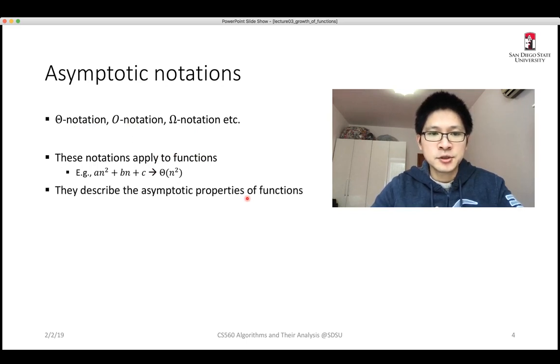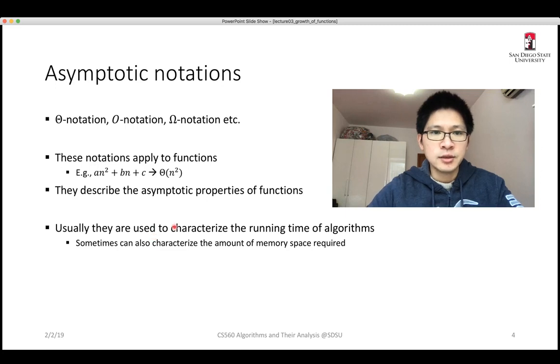These notations are used to describe the asymptotic properties of functions. For example, the quadratic function on the left, or it can be an exponential function or logarithm function, or whatever function whose asymptotic properties you want to estimate. And usually these notations are used to characterize the running time of algorithms. But sometimes we can also use such notations to characterize the efficiency of memory space usage, like how much RAM the algorithm costs, just like the analysis of the running time.